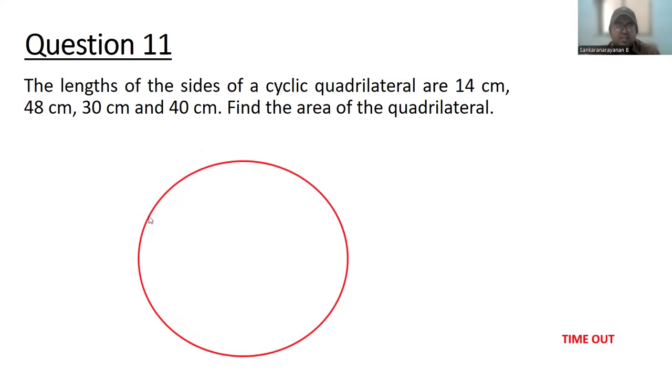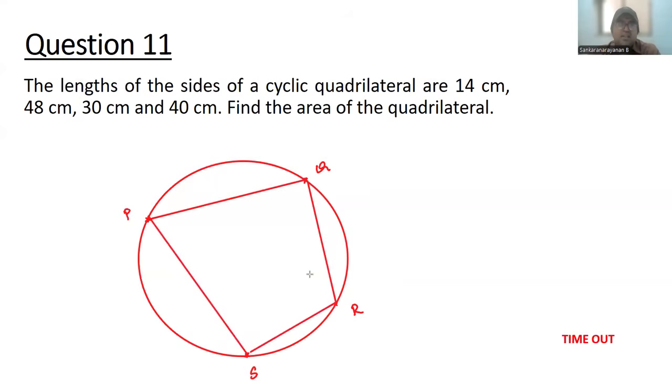So let me mark the points here. Let me say this is P, this is Q, this is R, and let me consider that this is S. I'm just randomly putting the points. I may not be drawing the diagram true to the scale. But if you are drawing it somewhat true to the scale, then you can definitely visualize something. So 14, 48, 30, and 40, that is what is given.